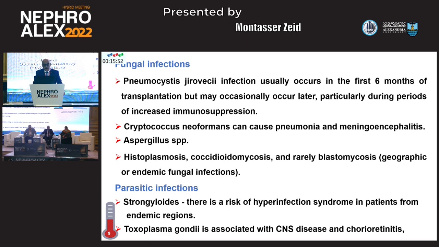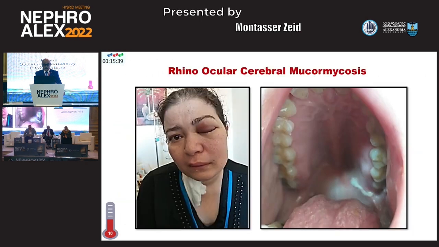Parasitic infection such as strongyloides results in a risk of hyperinfection syndrome in patients from endemic regions, and Toxoplasma gondii is associated with CNS disease and chorioretinitis. This is a case of rhino-orbito-cerebral mucormycosis in a patient who was over-immunosuppressed post-renal transplantation.